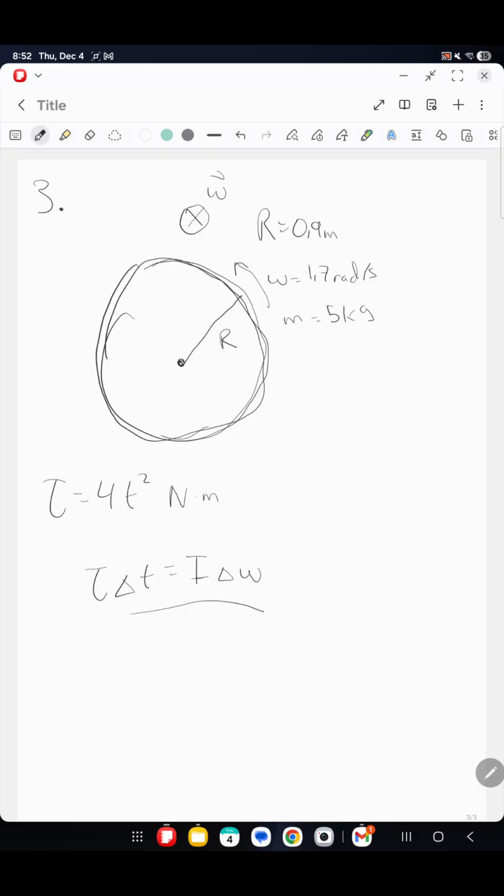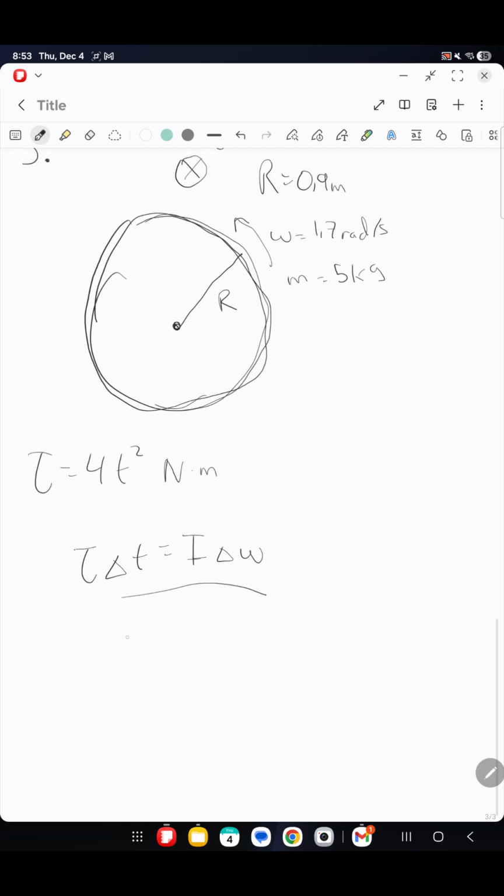And so we're just going to compute angular impulse. So we're just going to put 4t squared, and then delta t is time 2, and then we're going to divide by the wheel's moment of inertia. And the moment of inertia of the wheel is going to be 5 times 0.9 squared. And you want to find this one.